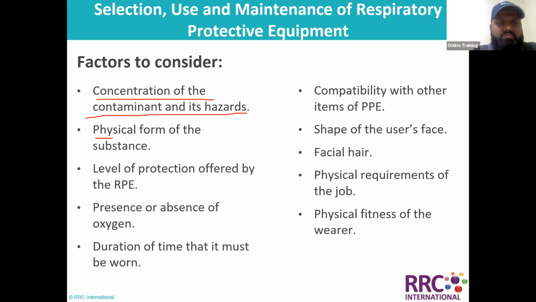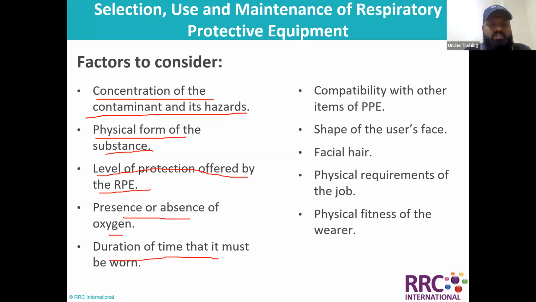Next is the physical form of the substance: liquid, solid, or gas. We need to consider this before we choose the breathing apparatus. Then the level of protection offered by the respiratory protective equipment, what level it is offering and what level of protection we require. Presence or absence of oxygen. Perhaps we don't have oxygen, perhaps we do. Based on that, we will be selecting.